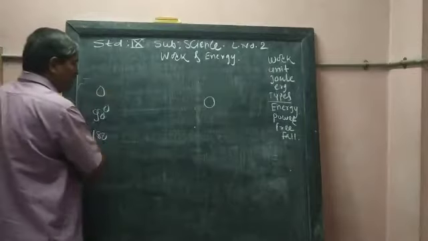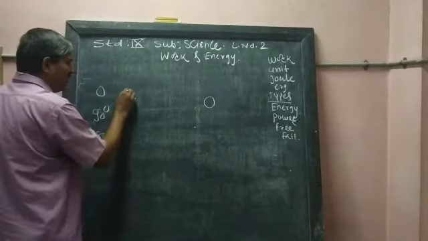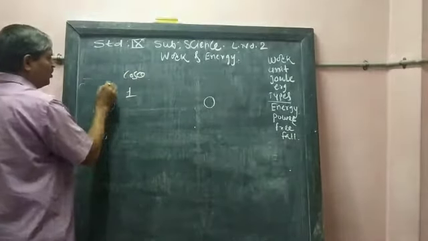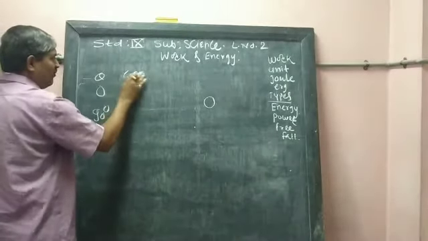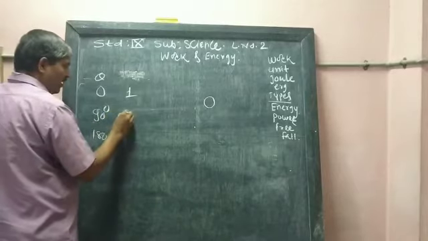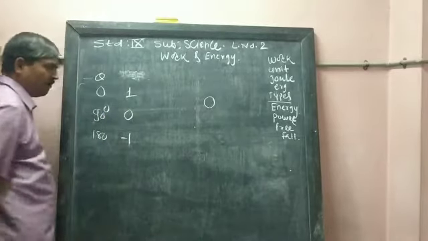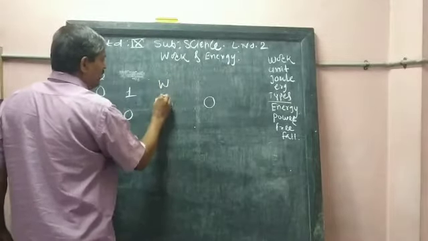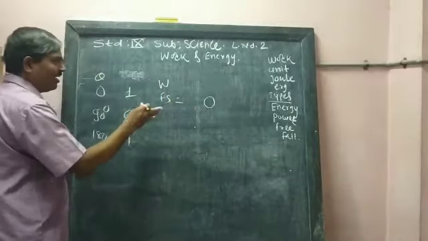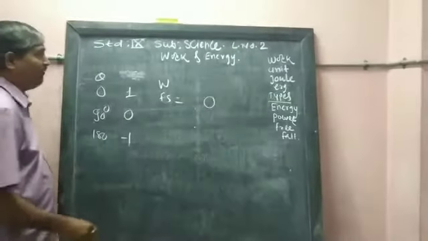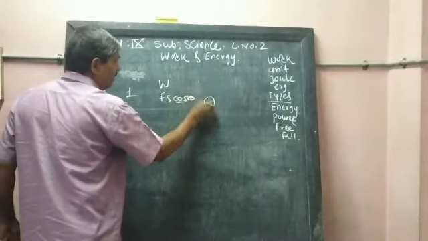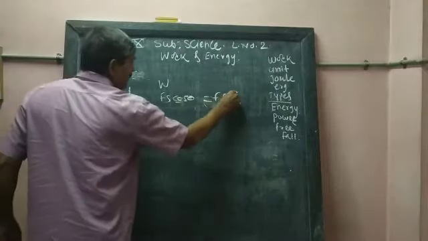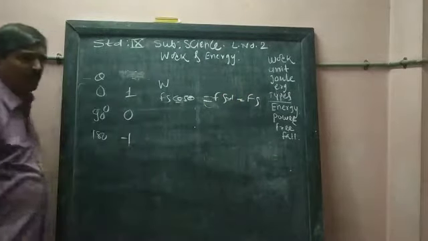Then if a 0 degree angle is formed, what is the value? Cos 0 means 1. Cos theta, with theta equal to 0, its value is equal to 1. And cos 90 is 0, and cos 180 is minus 1. According to that formula, if we want to calculate, W is equal to Fs cos theta. Then according to it, what will happen? Fs into 1 means W is equal to Fs will come.